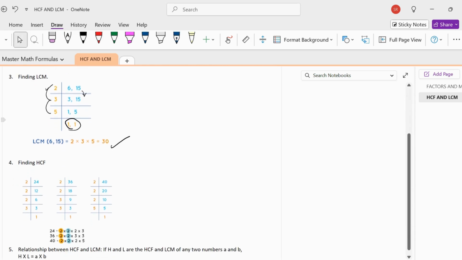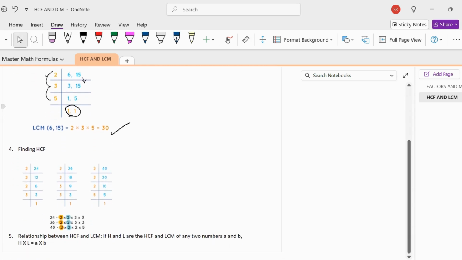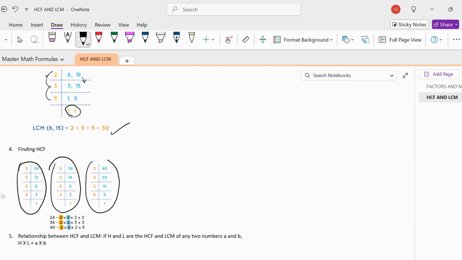Now find the HCF of 24, 36 and 40. This is the best way you can find the HCF without making a mistake. That is, you factorize 24, 36 and 40 separately, and then find what are the factors that are common amongst the three. So you have 2 and 2, which is 4. So 4 is the HCF of 24, 36 and 40.